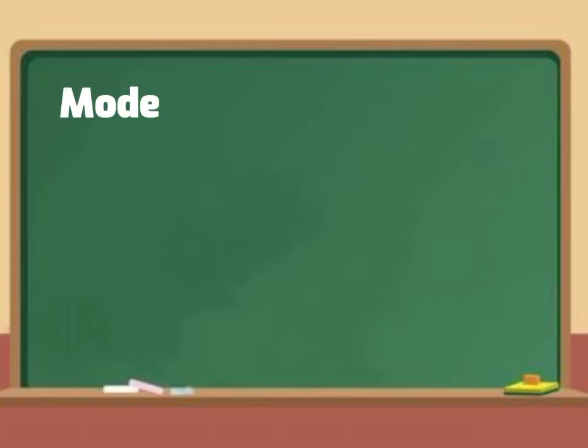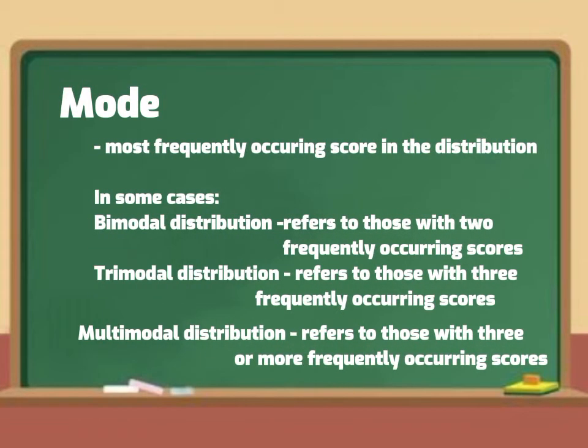The mode. Mode is the most frequently occurring score in the distribution. In some cases, a distribution has two or even three most frequently occurring scores. In such cases, a statistician refers to it as a bimodal or trimodal distribution. We also have multimodal distribution, referring to those with three or more frequently occurring scores.